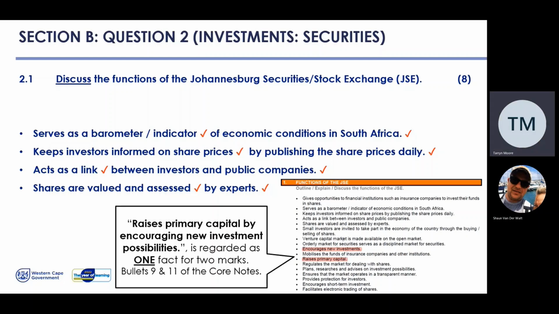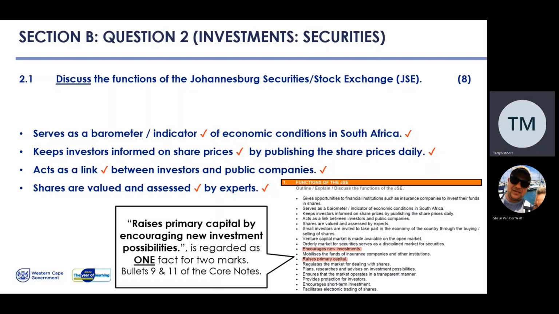So you are going to be able to receive a mark for encouraging new investments and for raising primary capital, but it's going to be one fact. It's no longer split. I'm going to repeat that. In your previous notes, bullet 9 and bullet 11. So go and highlight that in your core notes. It no longer is separate. We're now looking at both of these sentences and we're putting it together so that one can have a discussion about it. So you're going to receive primary capital, raises primary capital, 1 mark, by encouraging new investment possibilities, 2nd mark.